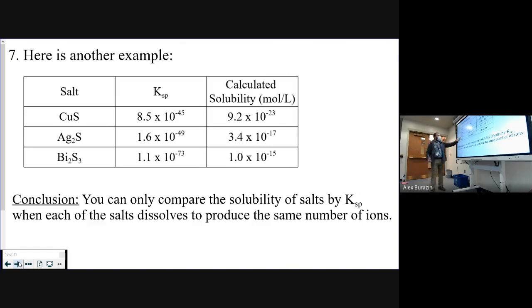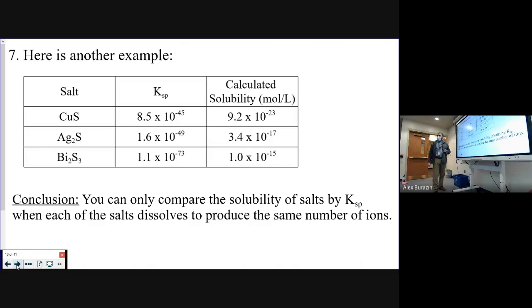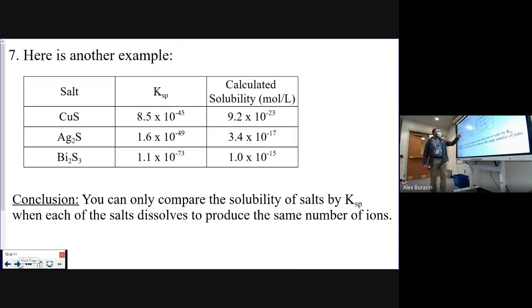For example, if I compare Ag2S with Cu(OH)2, this produces 3 ions. This produces 3 ions. The K value of this one is 1.6 times 10 to the negative 49. The K value of this one is 1.6 times 10 to the negative 19. This is bigger. Because they have the same number of ions, and this K value is larger, I can safely and correctly identify that this is more soluble than this, which it is.